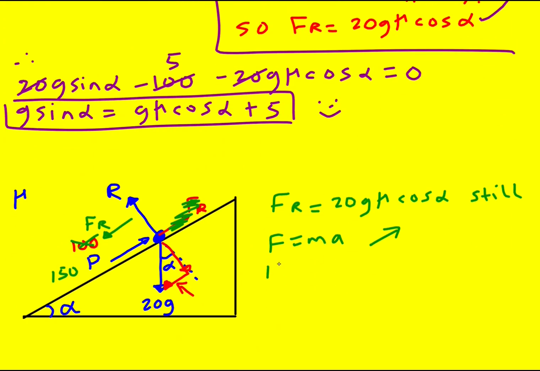So now I've got 150 going up the plane, but opposing it is going to be this FR, which is 20g mu cos alpha, and the weight is now negative. I could have stuck with applying F equals ma down the plane. That might have made sense, but because it's trying to go up the plane, I decided to switch it. It doesn't really matter. Minus 20g sine alpha equals 0. If you switch it, you just get all the signs the other way around.